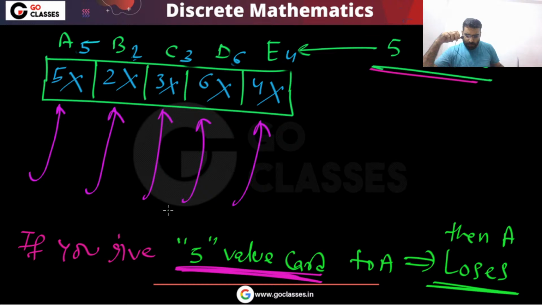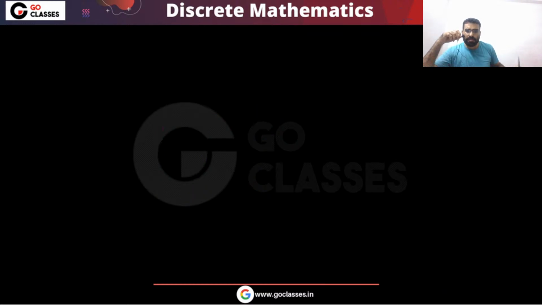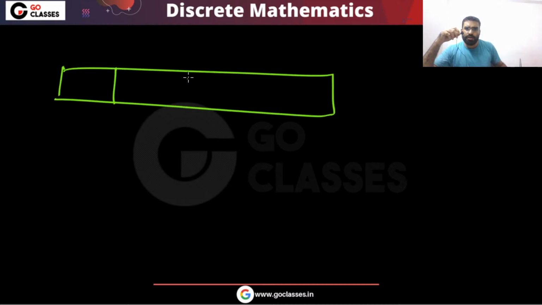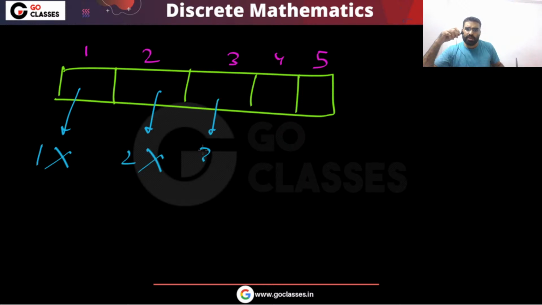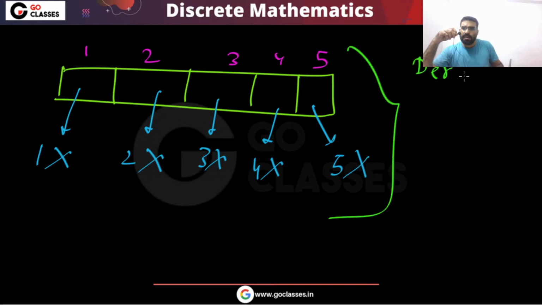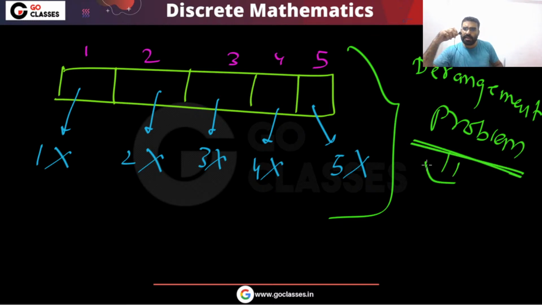Okay, so what is this problem? Can anyone tell me? This is a derangement problem. Yes or no? You are not having your own value. Let's assume these are the values. Here you should not have 1, here you should not have 2, here 3, here 4, here 5. This situation is a derangement situation. Can you notice this is the derangement situation? No one should be in their home.